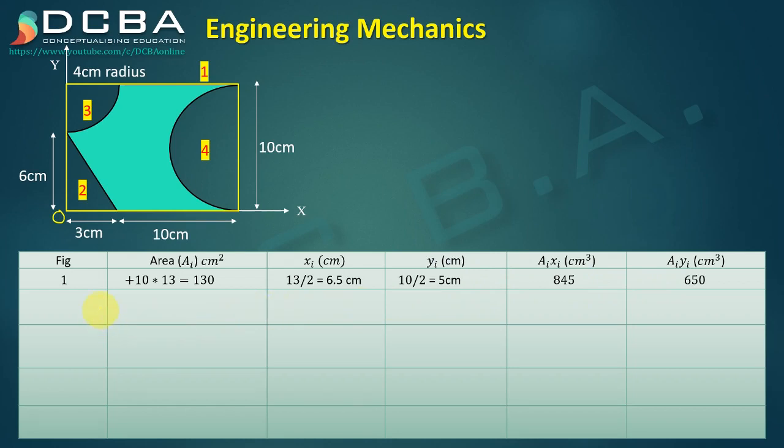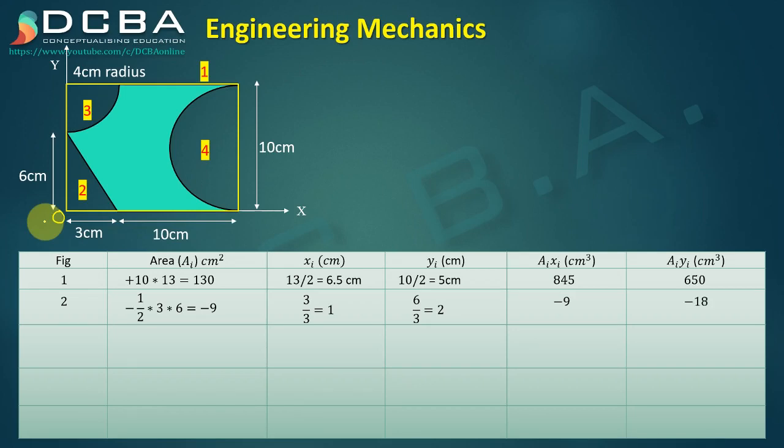Second area is this right angle triangle, which is a negative area. We have to subtract it. So it's minus half into base into height, 3 into 6, minus half into 3 into 6, and then xi is again from point 2, it is base by 3. So it's 3 by 3 from point 2, and along y direction it's h by 3, so it's 6 by 3. ai xi is minus 9 into 1 and ai yi is minus 9 into 2.